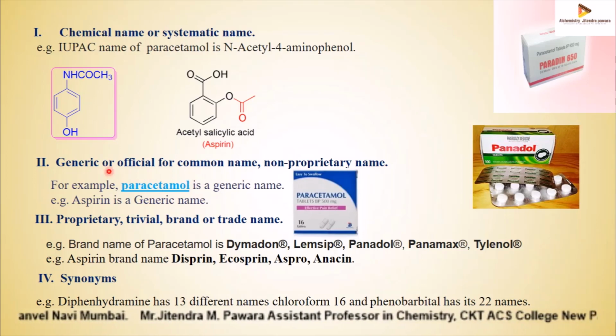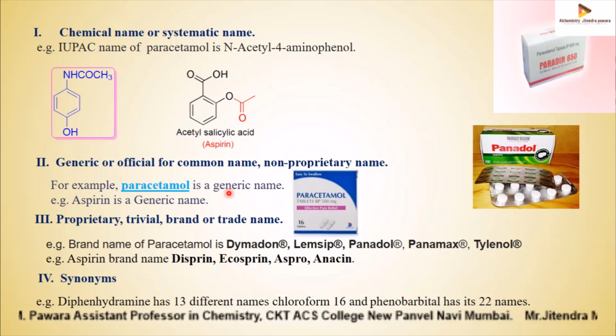So this is the common name. Paracetamol is the common name. It is one of the pain-relieving drugs. Then aspirin is the common or generic name for acetyl salicylic acid, and paracetamol is the common name for N-acetyl 4-aminophenol. So these are the common names.